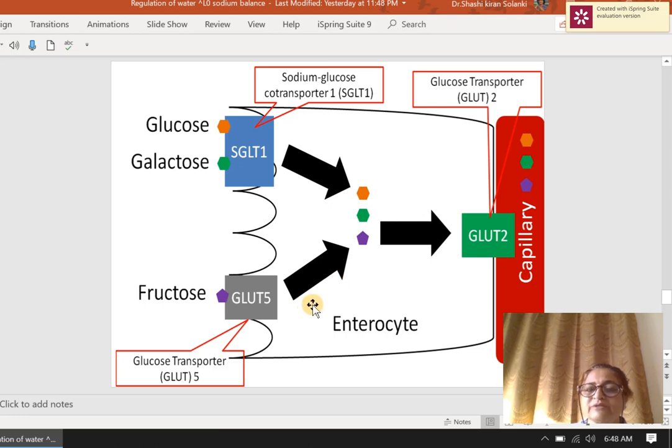And it has a particular threshold value. If the glucose level is higher than the threshold of 180, then it is secreted out in the urine. Otherwise, the complete glucose is reabsorbed back, whether it is in the form of fructose, galactose, or glucose, whatsoever kind of sugar is available in our blood.